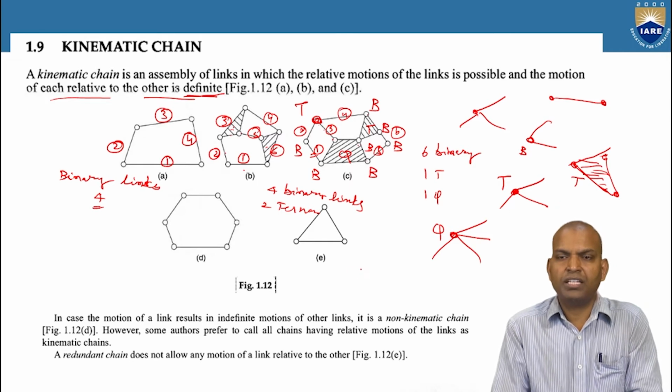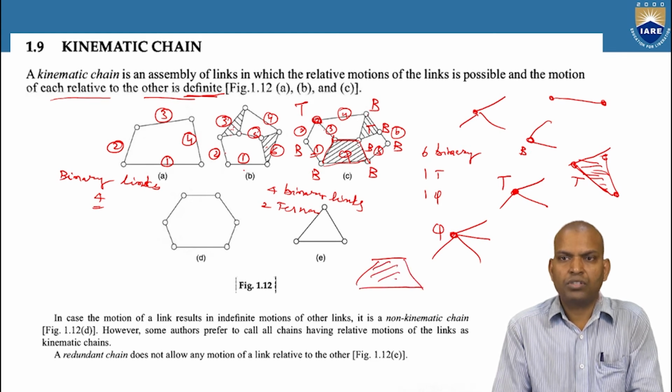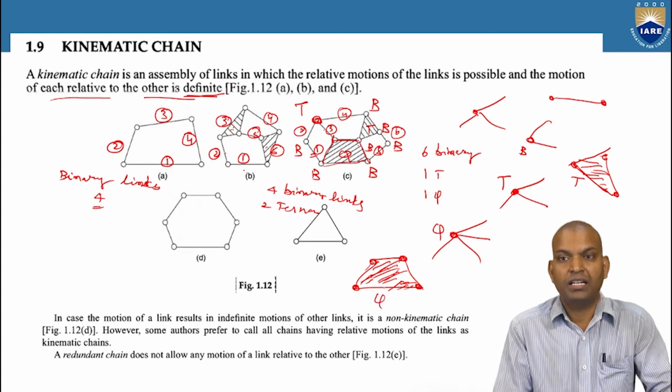If you see the quaternary one, we can see here the quaternary link. There are 4 nodes, and these 4 nodes are completely hatched. There is no relative motion among these 4 nodes or links. It is completely hatched, so that is a quaternary link.